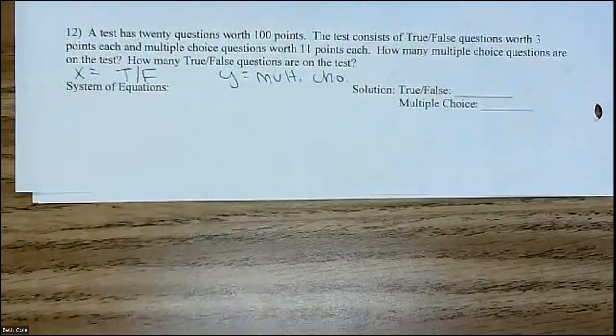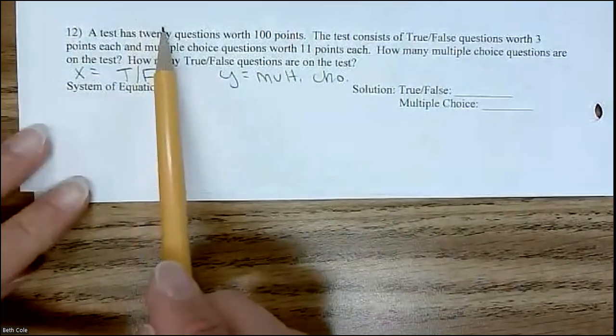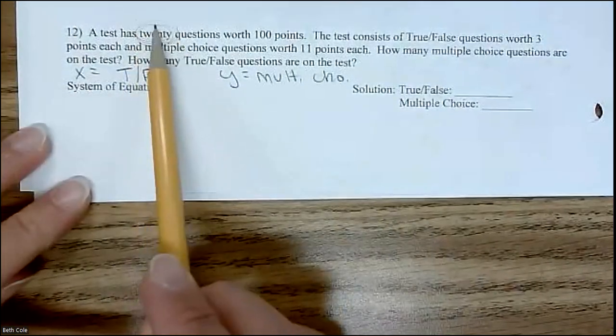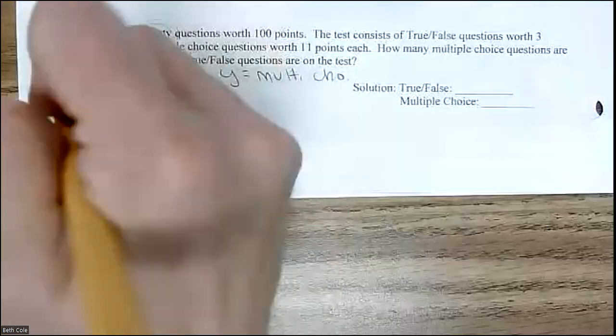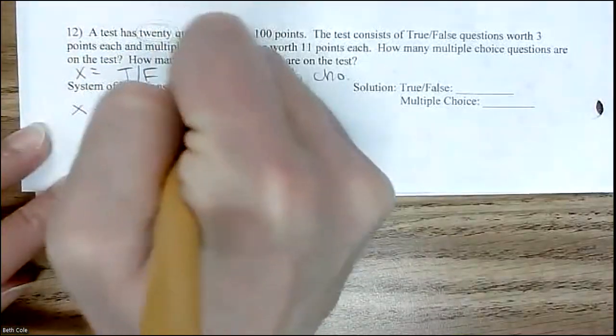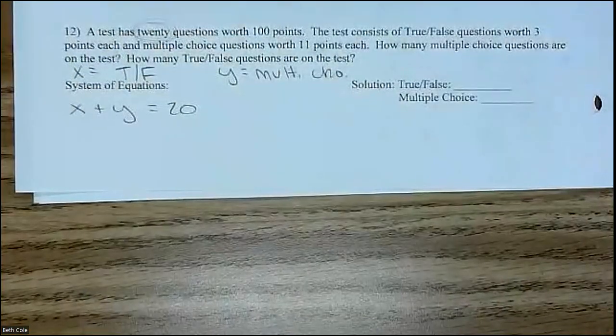So let's write a system. That's 2 equations. First of all, how many questions does the test have? 20. So X plus Y is 20. There's a total of 20. All the true false plus all the multiple choice is going to be 20. Now pull out some of the other numbers. What else can we put together?